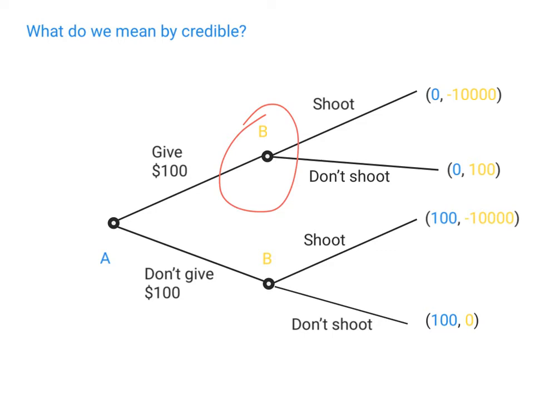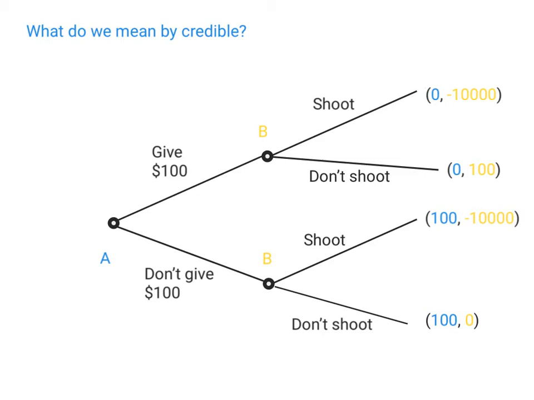What do we predict that player B will do? Well, that's fairly easy. If player B shoots themselves, they get minus 10,000. If player B doesn't shoot themselves, they get to keep the $100. So in that situation, we would expect that player B would choose not to shoot themselves, and so we can wipe out that top arm or that top branch of the decision tree. We can predict that if player B gets the choice of shoot or not shoot after getting $100, they will choose not to shoot themselves and to keep the $100.